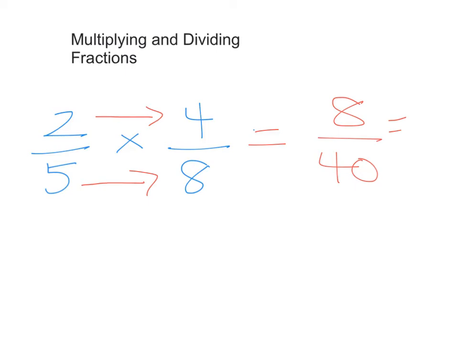If we know our factors, we know that we can divide 8 by 8 to get 1, and we can divide 40 by 8 to get 5. So 8 over 40 reduced would be 1 over 5.